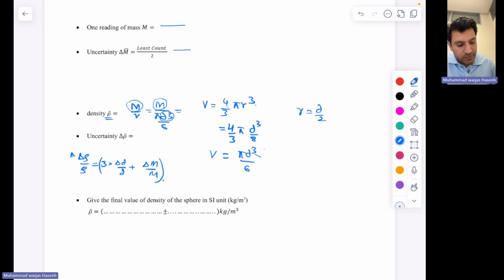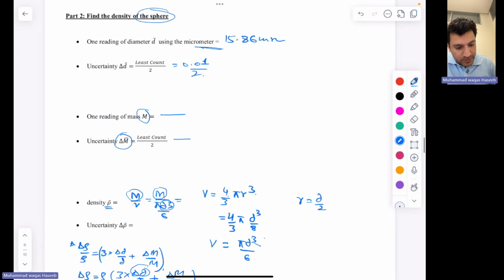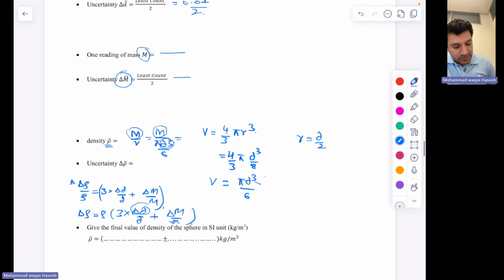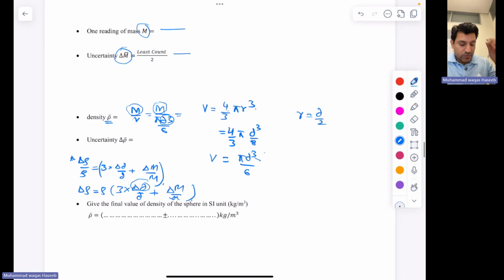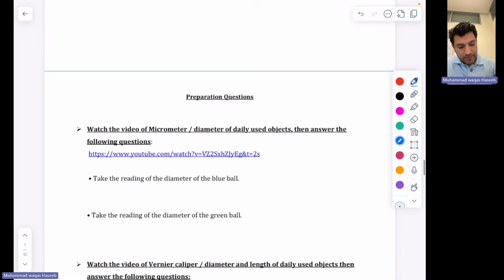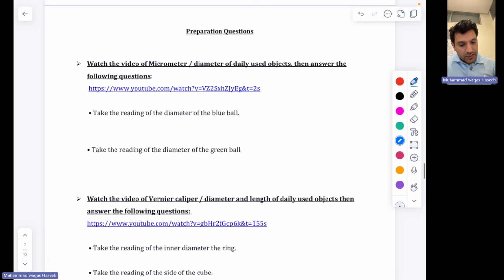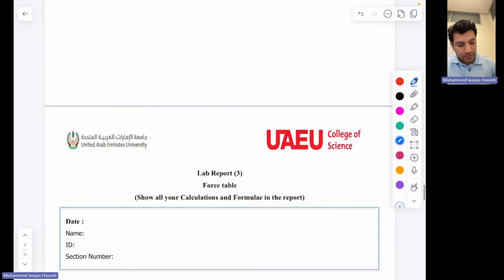Okay, so this is how you calculate the uncertainty. Delta rho over rho equals 3 times delta d over d plus delta m over m. So you have delta m, you have m, you have delta d, which is coming from here, and you have d. So you can substitute the value and you will get the uncertainty in your measurement. Okay, so you can see the experiment over there as well.